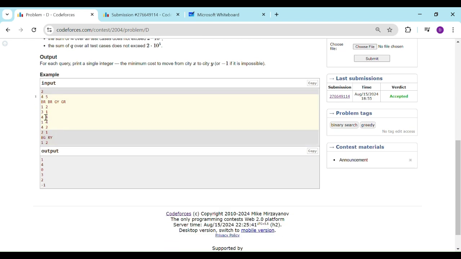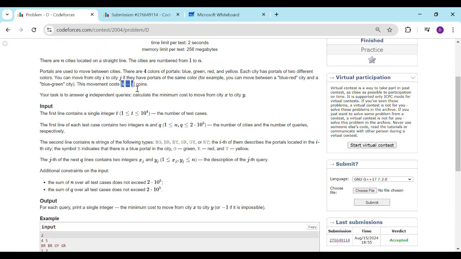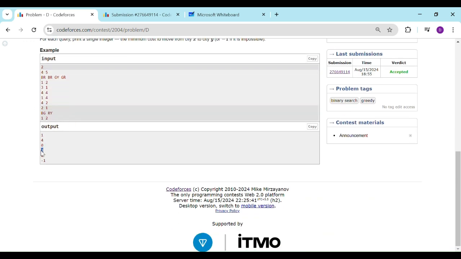Okay, so now for the query 1 comma 4 we have BR and GR. So red is one color that is matching in both the cities, hence we can directly go from here to here and the answer would be directly I minus J, which is 3.